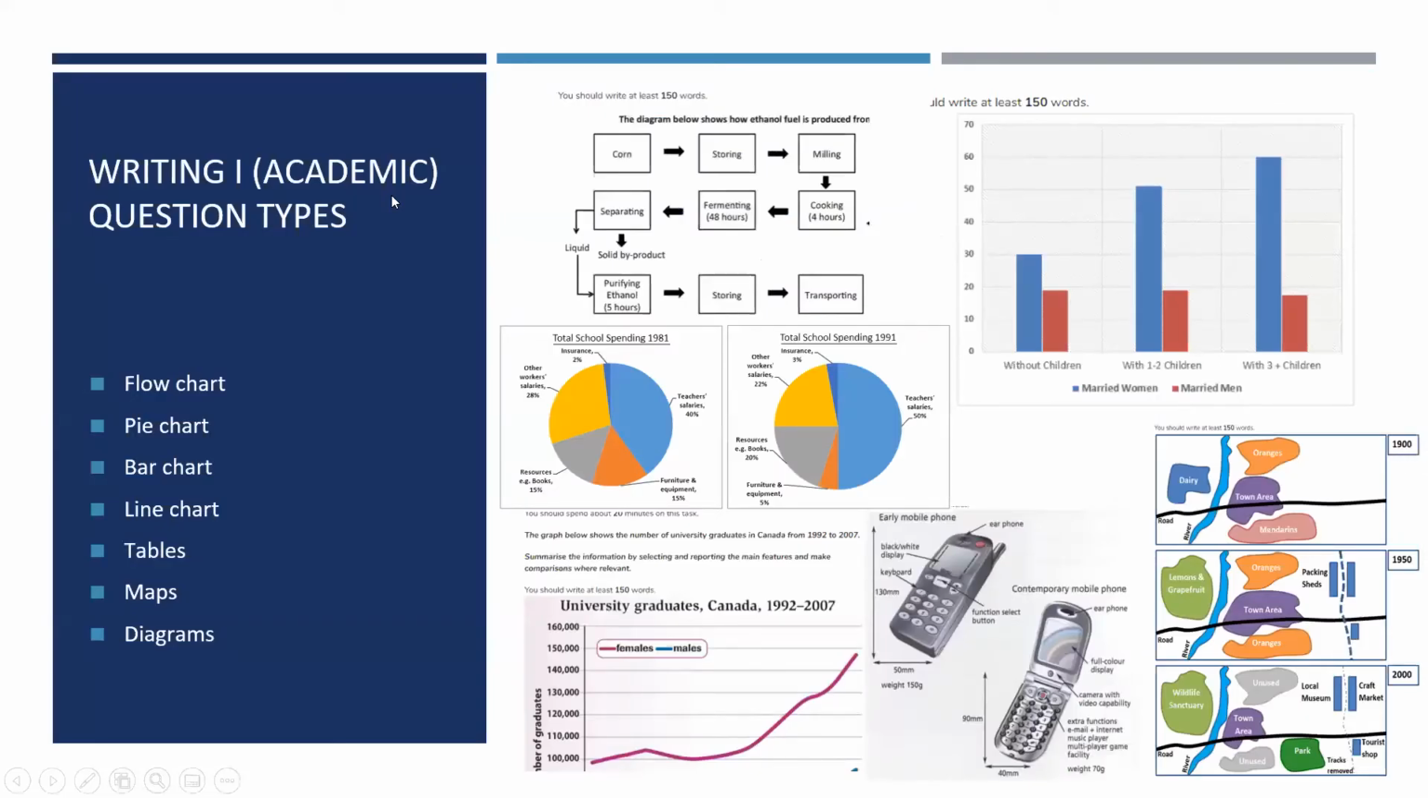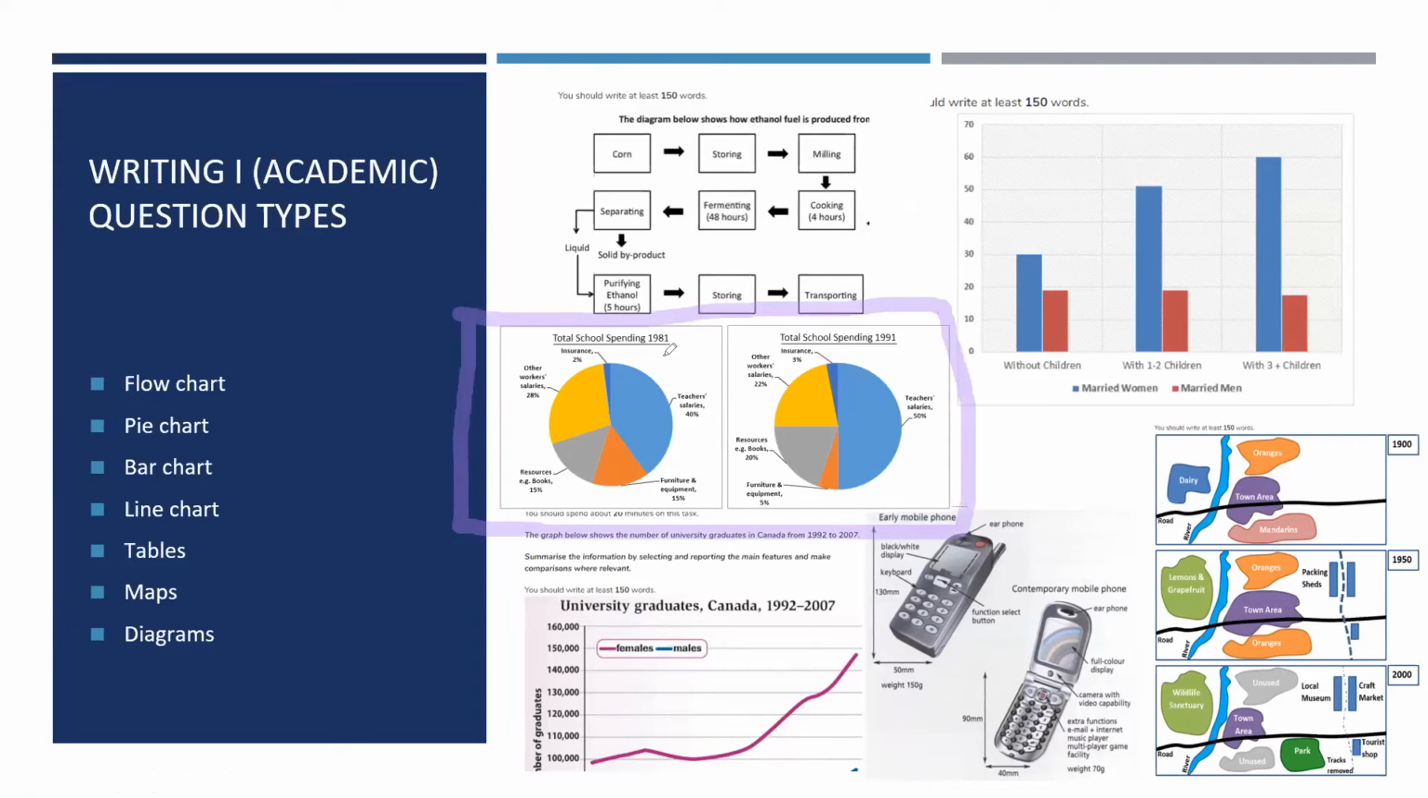Here are some of the question types that you'll see in writing task 1. So there's lots of different varieties that can be good and can be bad. What I can say is this, though. A lot of the skills that you learn are transferable to all parts. So the most common ones would be something like this, like a pie chart.